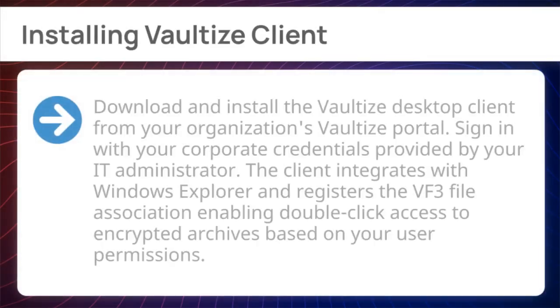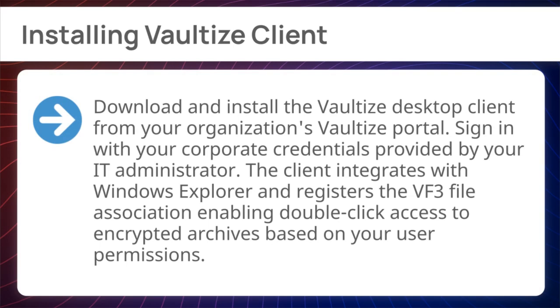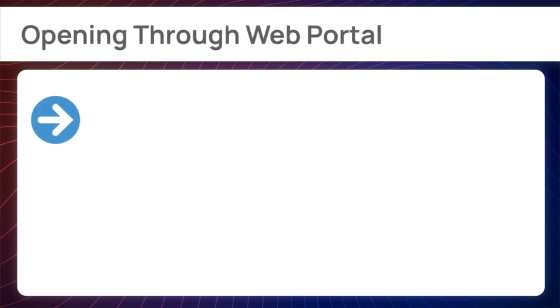First, installing Vaultize client. Download and install the Vaultize desktop client from your organization's Vaultize portal. Sign in with your corporate credentials provided by your IT administrator. The client integrates with Windows Explorer and registers the VF3 file association, enabling double-click access to encrypted archives based on your user permissions.